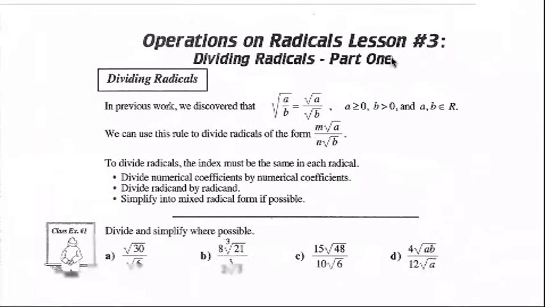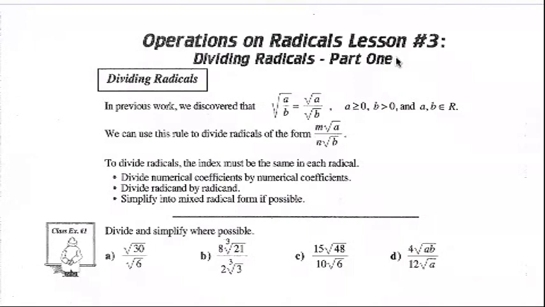So if we go back to lesson 3, the division we're going to look at today is dividing by a monomial. We still may have to do that process called rationalizing, but it's a bit of a different process when it's a monomial.